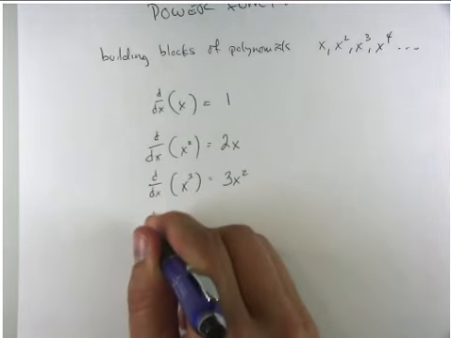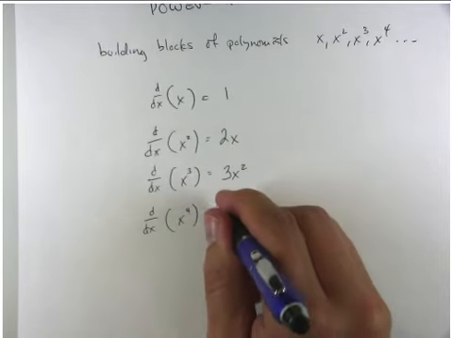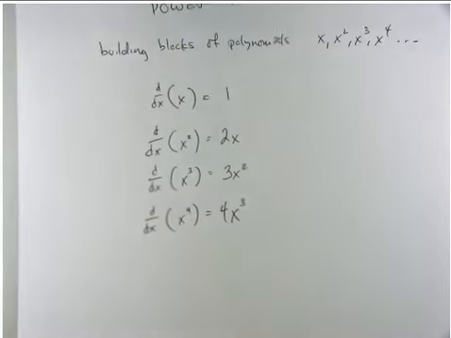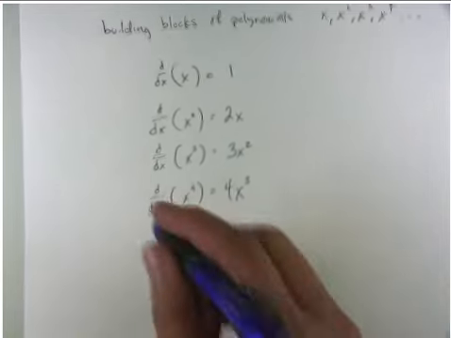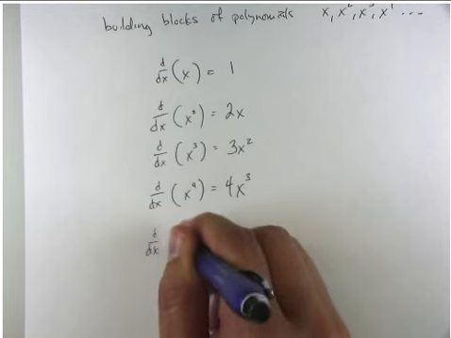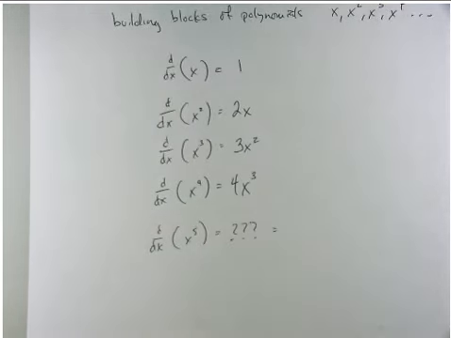And if I hated myself even more, or I was watching something with a lot of commercials or something like that, I might sit around and do the algebra long enough to find that the derivative of x to the 4th is 4x cubed. So if I did all of that work, what do you suppose the derivative of x to the 5th is going to be? Do we see a pattern that this is following? 5x to the 4th seems likely.